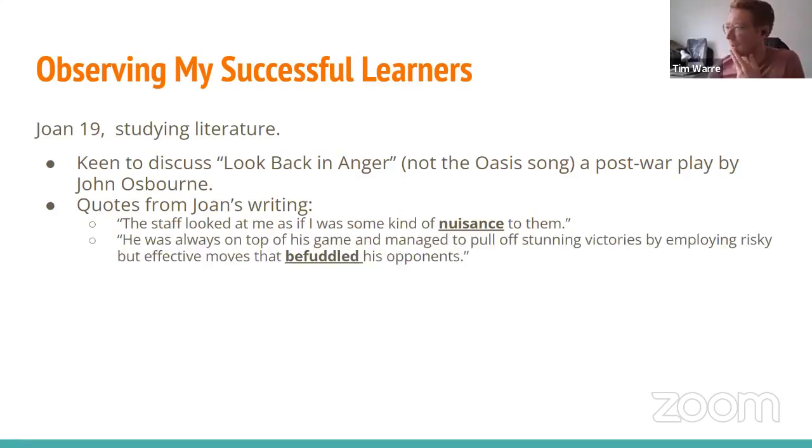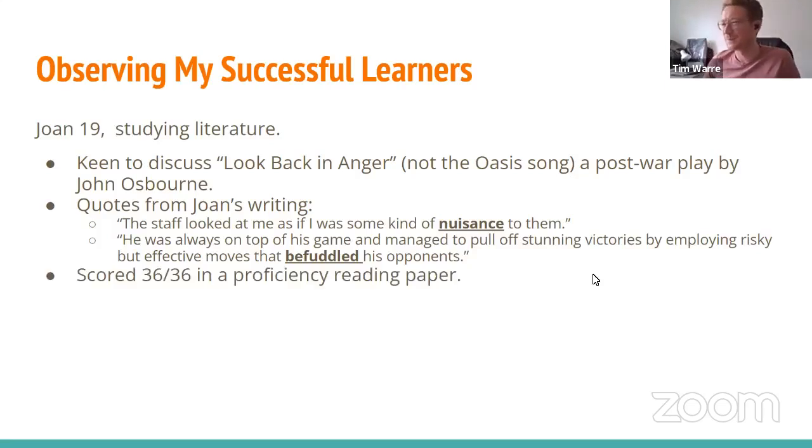This was an article about a sports person, and he chose to write about a famous chess player. He said he was always on top of his game, managed to pull off stunning victories by employing risky but effective moves that befuddled his opponents. So it shows in his written production that he reads a lot. He also once scored 36 out of 36 in a proficiency reading paper. Obviously that reading outside the classroom pays off. I've never seen a student get 100% on a proficiency reading paper before.